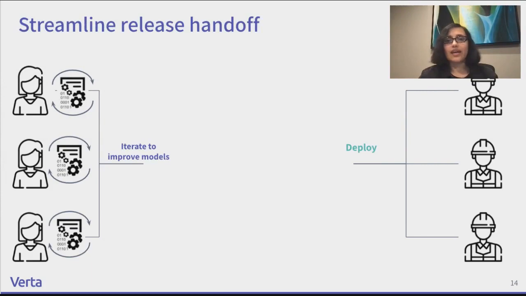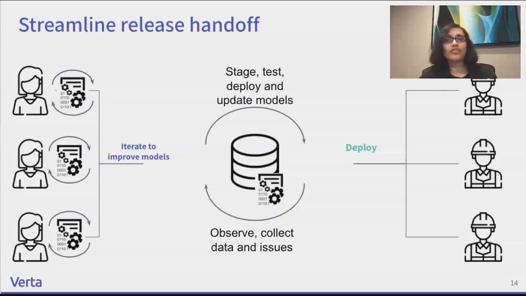But instead, what if we have one central repo where you are staging all your release ready models? So your deployment counterparts can just go and take the model, download it from that repo, and you keep iterating and adding the future versions to the same repo. That kind of would streamline the entire release and handoff process, and that's where model registry can add a lot of value.